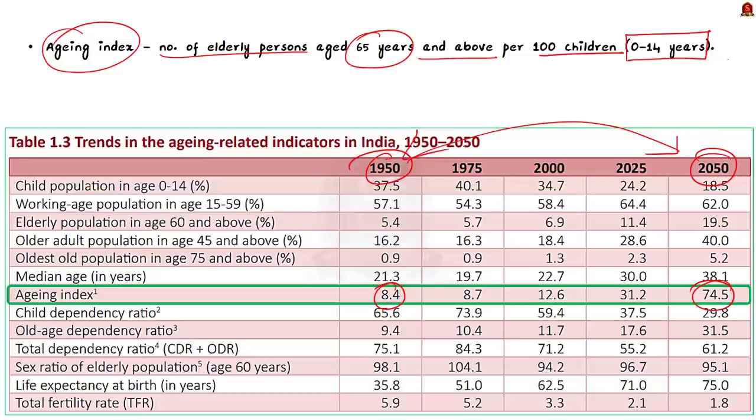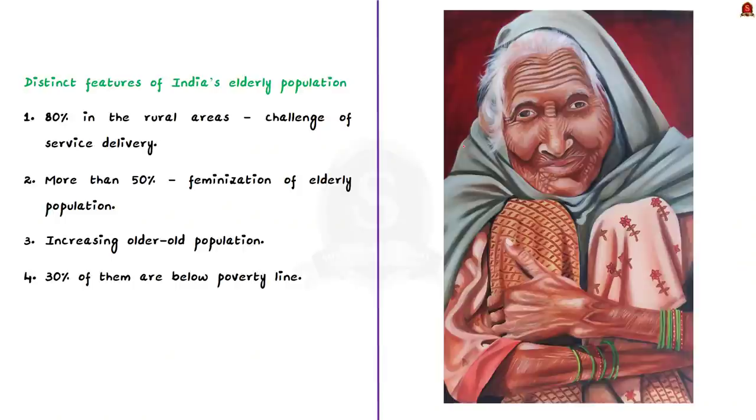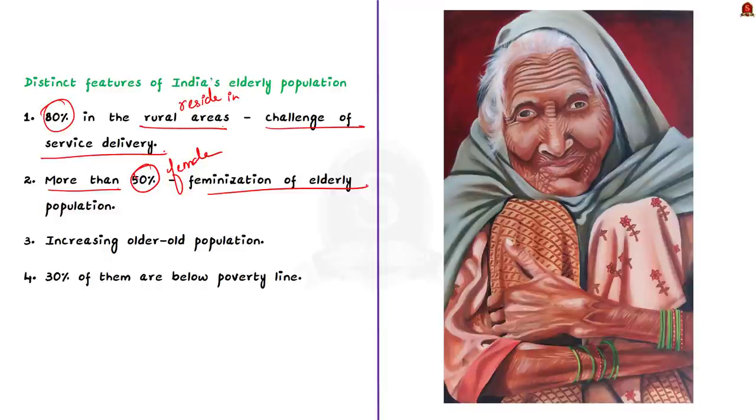See, additionally, India's elderly population has some distinct features. First one is, around 80% of the elderly population in India are in the rural areas, where service delivery is already a challenge. And the second feature is that more than 50% of the elderly population is female. So, there is feminization of the elderly population. And the third one is the increase in the number of older old. Older old means older amongst the elderly population, particularly persons above 80 years. And the last feature is that a large percentage of elderly, around 30% of the elderly people, are below the poverty line. These are the features of the Indian elderly population.